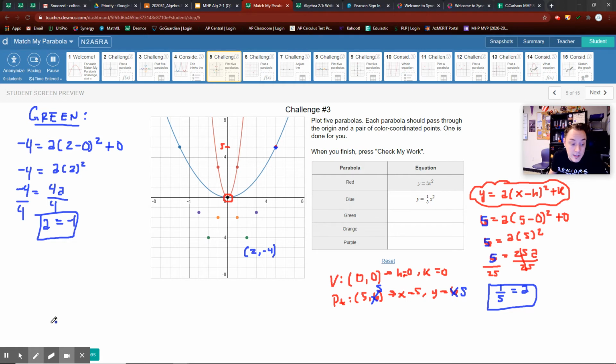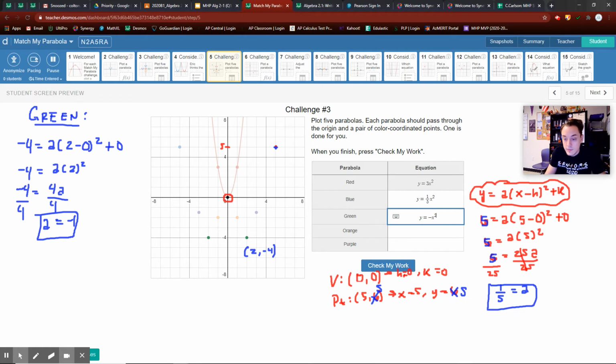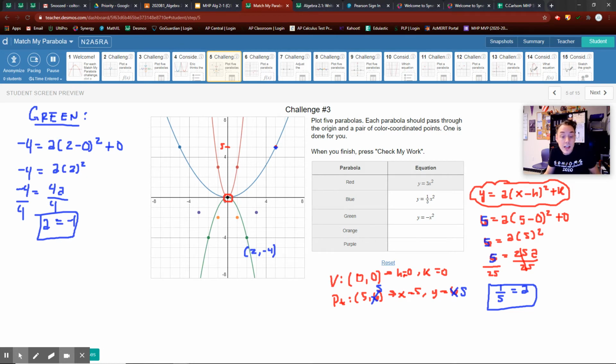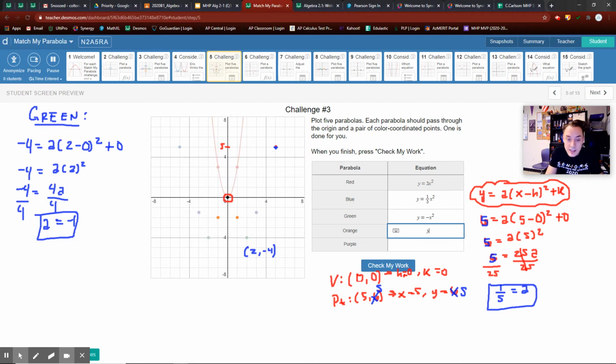So that means I'm going to go over here, and I'm going to just go to green, and I'm just going to type in y equals -1 x squared, or you can just do a negative x squared. Let's check our work. Boom. It's that simple. So yes, you could guess and check all you want. I highly encourage you not to do that. Please don't.